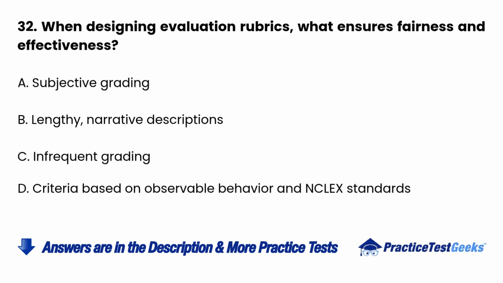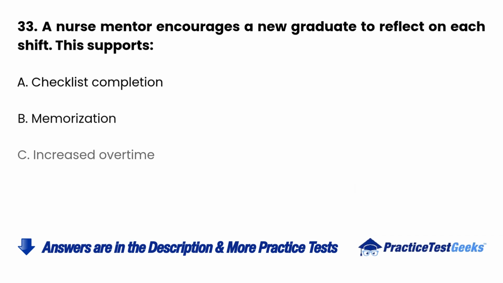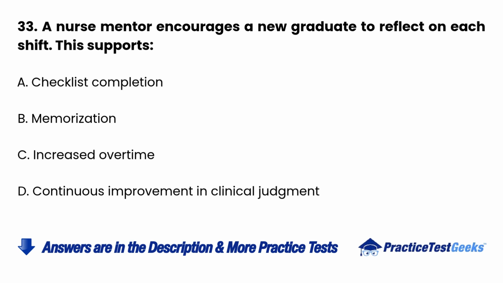32. When designing evaluation rubrics, what ensures fairness and effectiveness? A. Subjective grading. B. Criteria based on observable behavior and NCLEX standards. C. Lengthy, narrative descriptions. D. Infrequent grading.